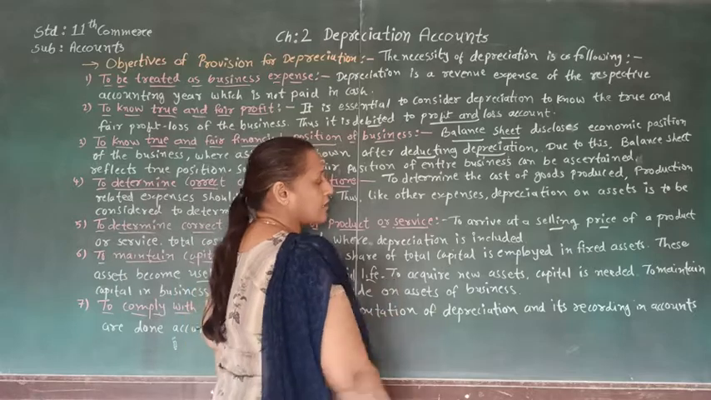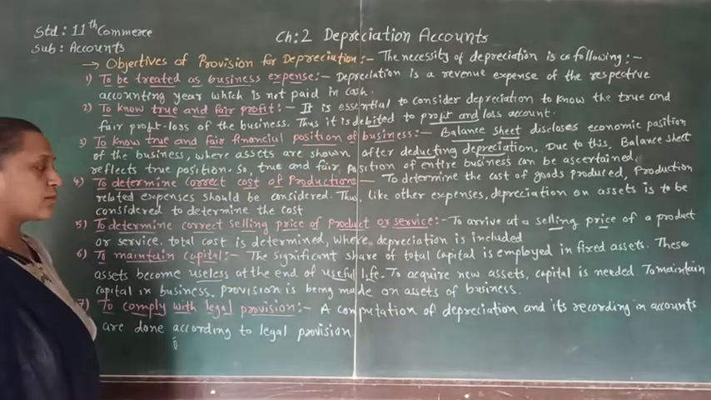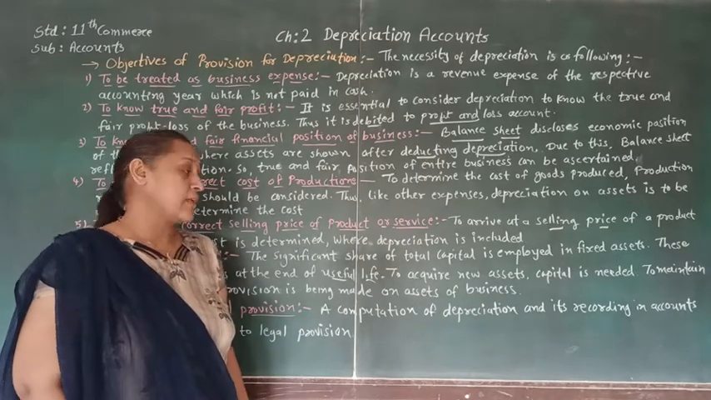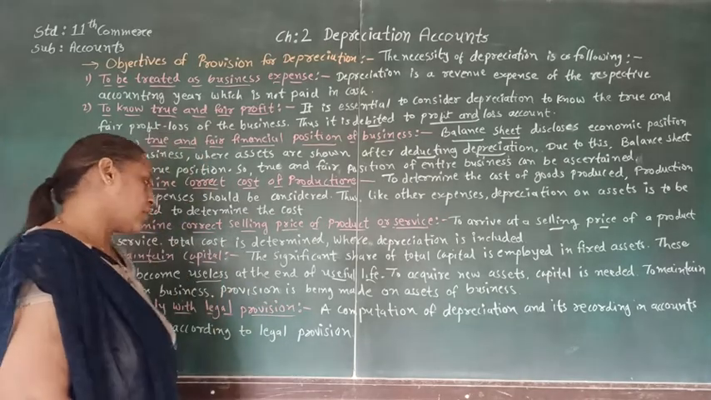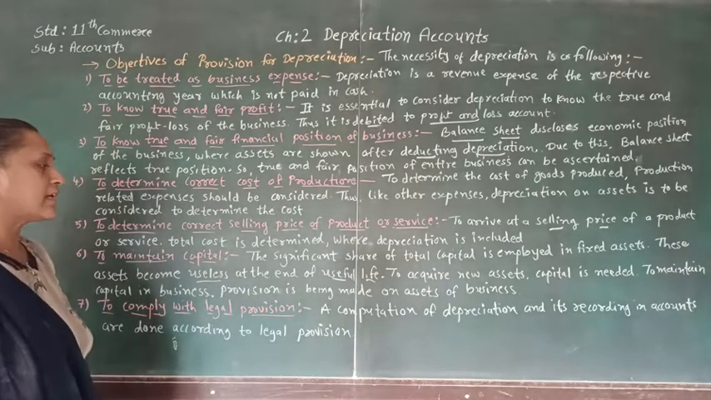To acquire new assets, capital is needed. To maintain capital in the business, provision is made on the assets of the business. So for that it is necessary. The last one is to comply with the legal provision.